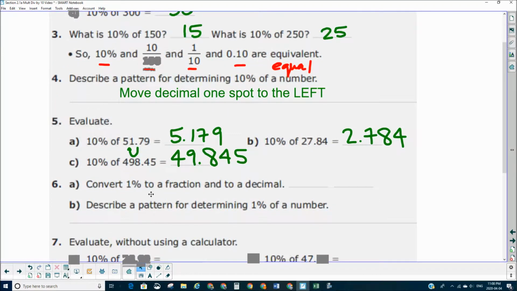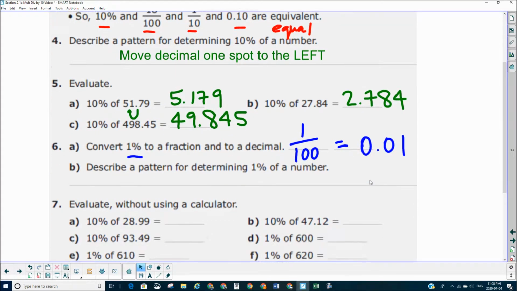I wonder what 1% is. So 1% is going to be a smaller number. Okay, 1% is going to be much smaller than 10%. Well, 10% was dividing by 10, so 1% is divided by 100. It's 1 out of 100, a much smaller number. If you punch that in your calculator, 1 divided by 100 actually gets us 0.01.